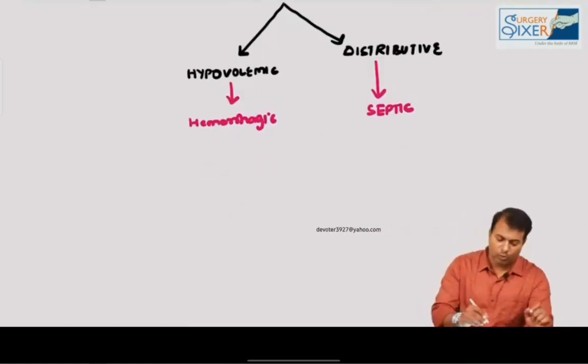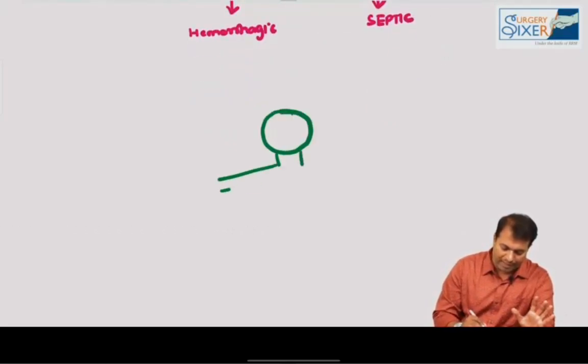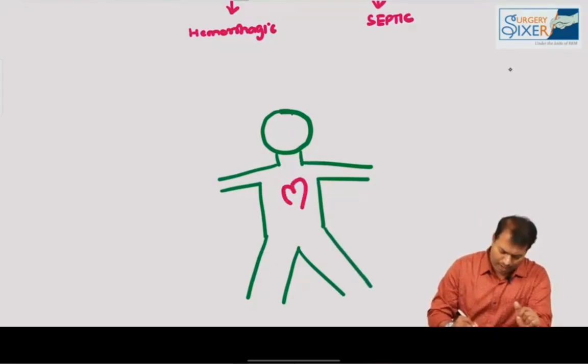To understand these two types of shocks, you need not mug up anything, just remember the diagram I'm going to make now. If you understand this diagram, you need not mug up at all. You will easily remember the features of shock. I'm drawing a person here. This is the heart. I'm going to tell 5 parameters now.